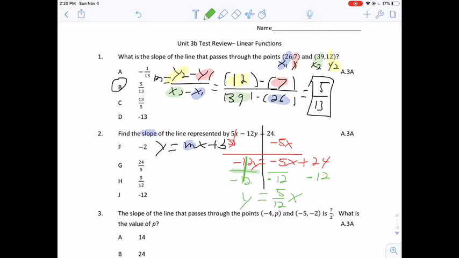If I want to find my y-intercept, it's going to be 24 divided by negative 12, so it's going to be negative 2. But this was just enough. 5 over 12 is my slope.